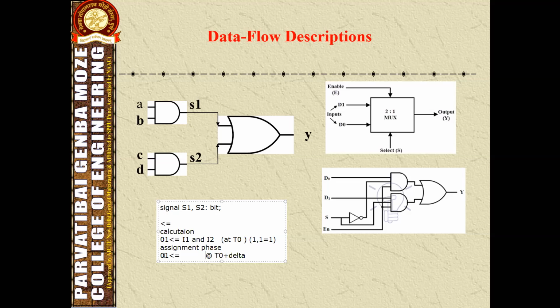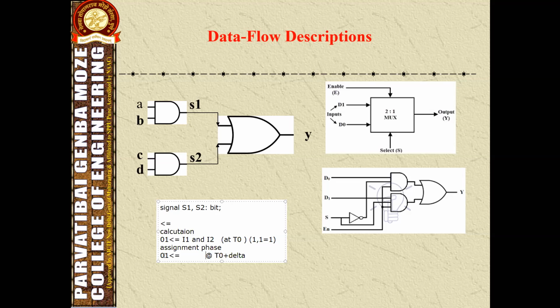In the HDL data flow description, concurrent signal assignment statements constitute a major part of the body of a VHDL architecture. The VHDL architecture is a concurrent statement. The other type of execution is sequential, where the statements are processed sequentially.